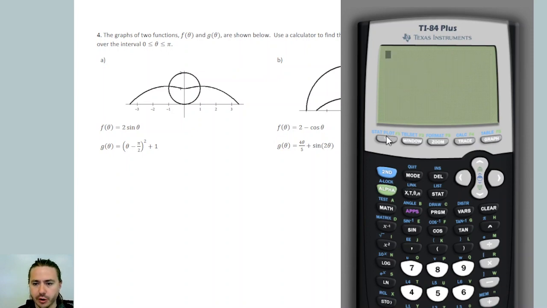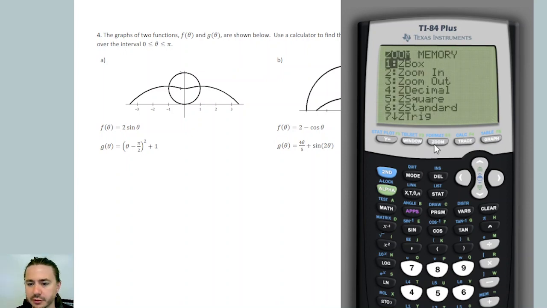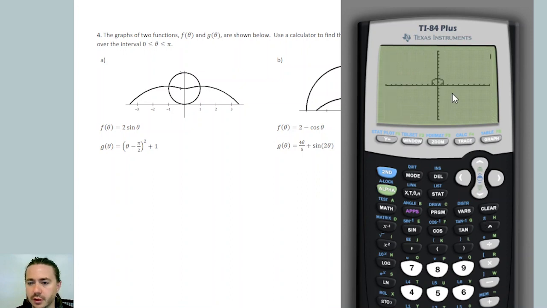I'm going to go to my r equals, which is hidden under y equals, and I'm just going to type the first one in. And basically, if I get a circle like I have in the graph there, then I know it's that one. And if it's something else, then I know it's that other little hilly-looking graph. So 2 sine theta. Let's put my window back to default here. So zoom, standard. All right, so it looks like that one is going to be the circle.